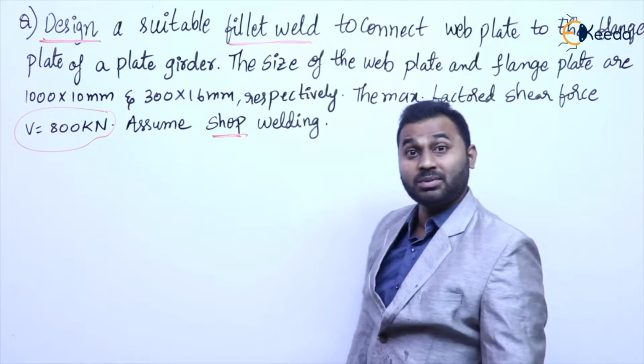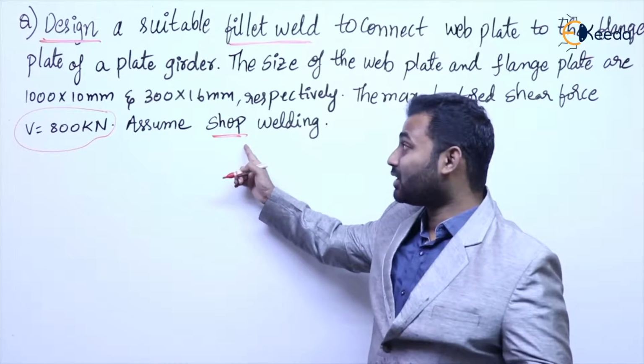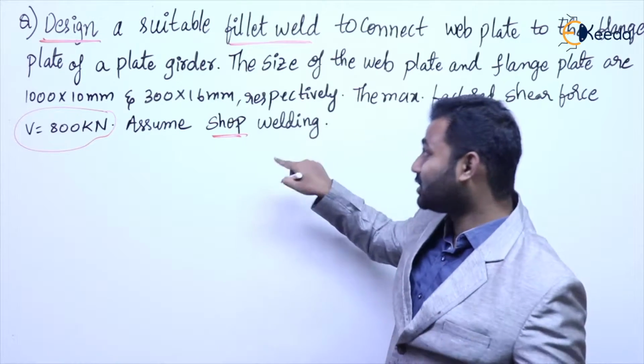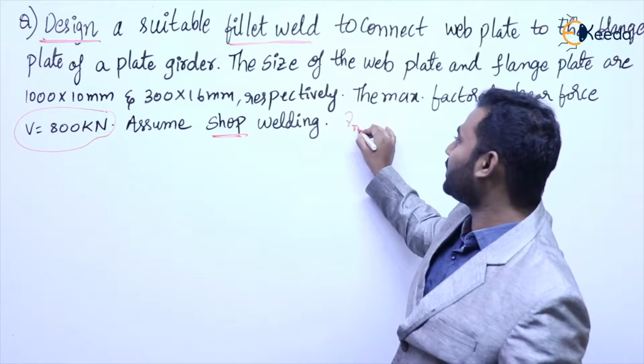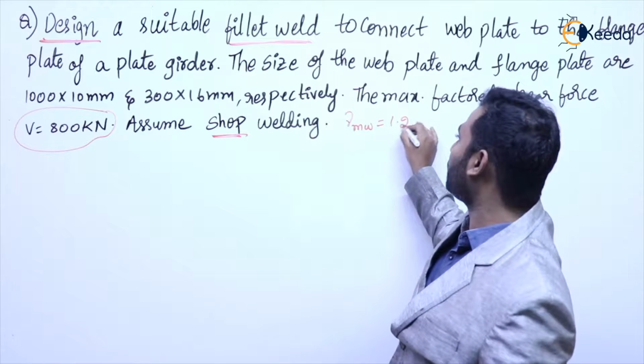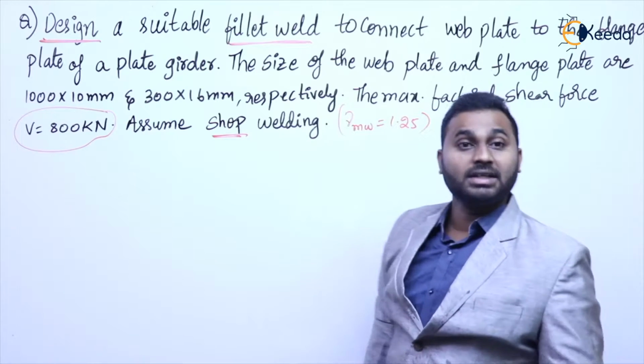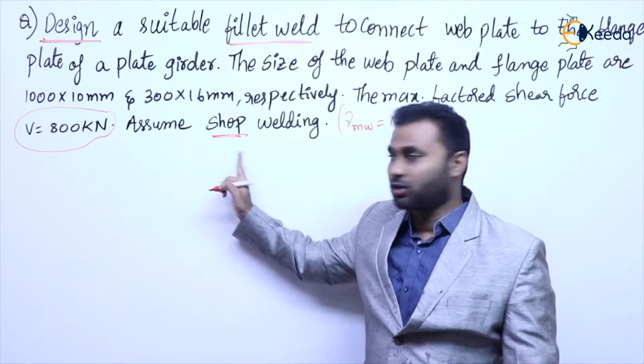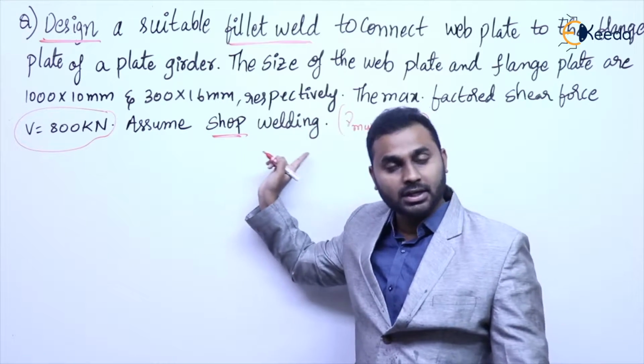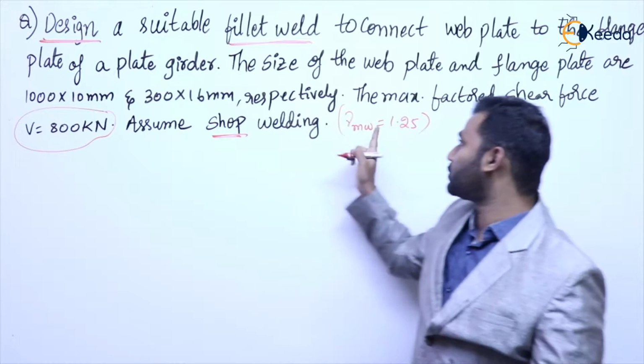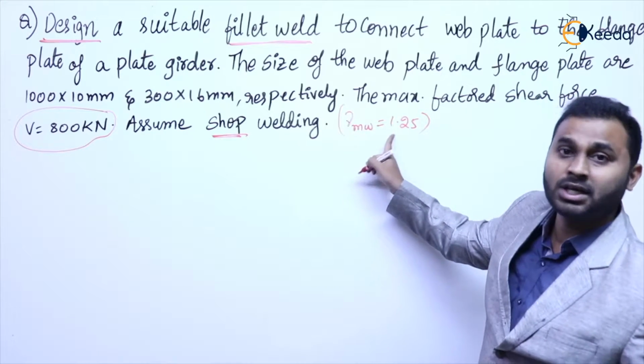What is important about this assumption? If it is a sharp weld, then the factor of safety for material weld is 1.25. That is the intention of this assumption, that is sharp weld. So the factor of safety for material weld is 1.25.